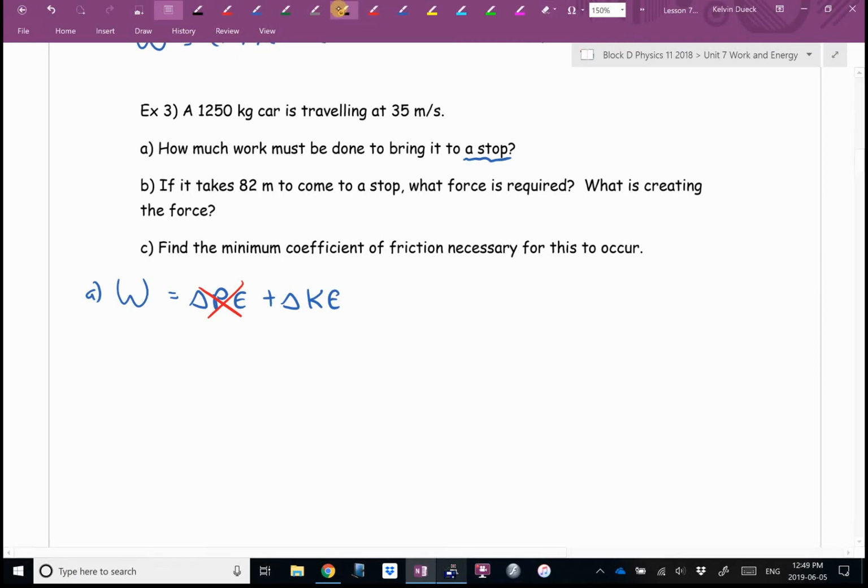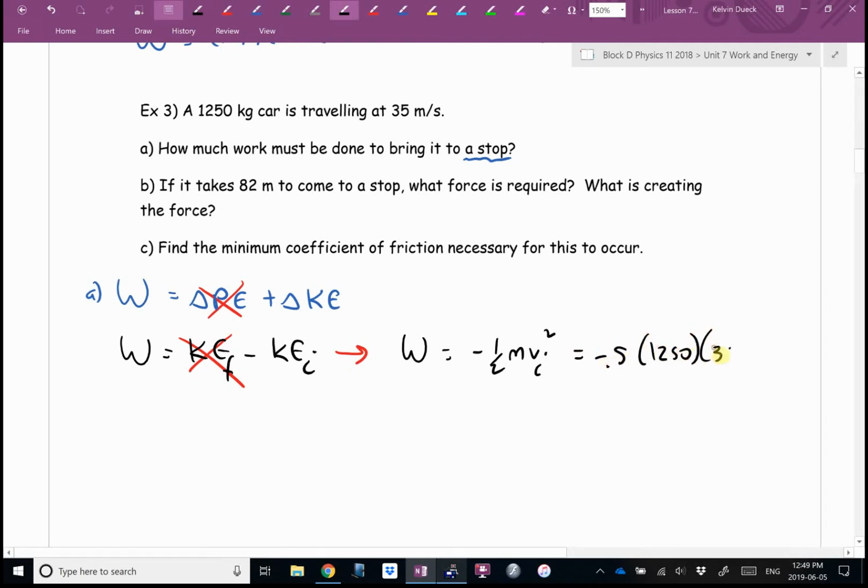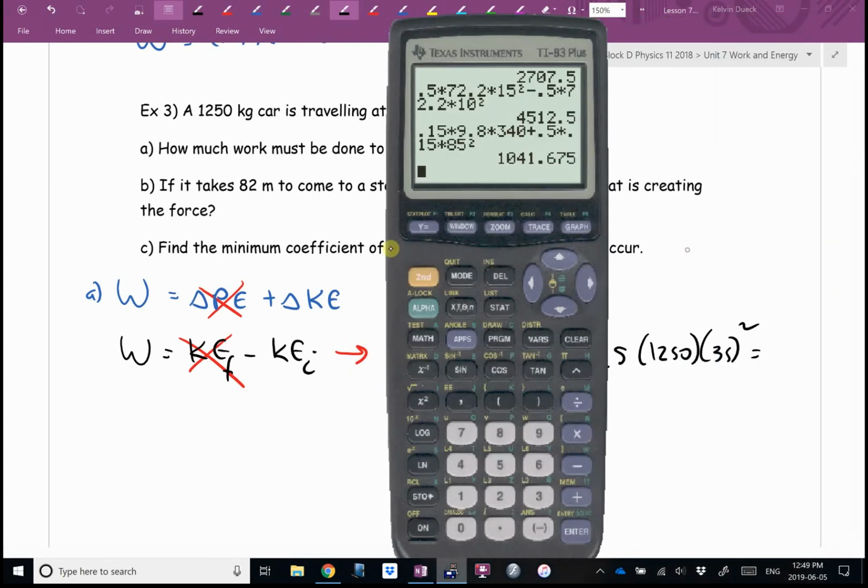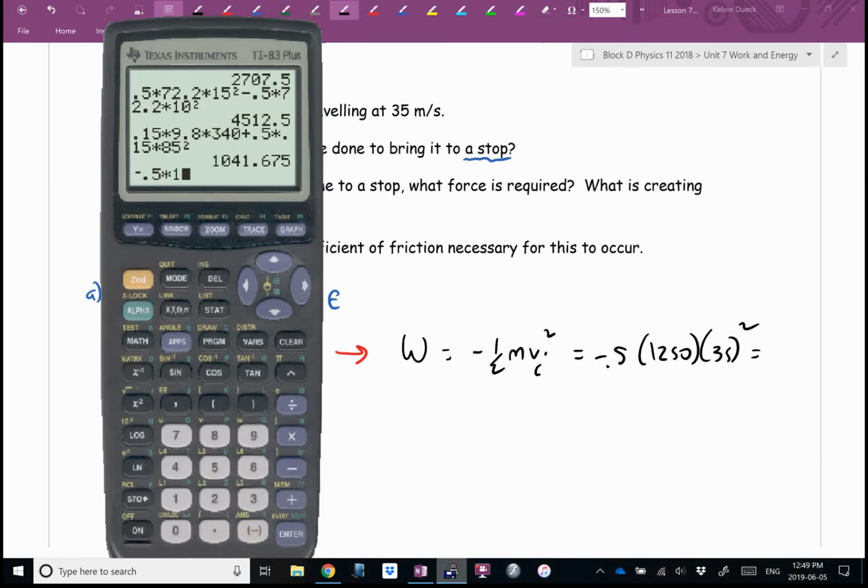Okay, so the change in kinetic is going to be KE final minus KE initial. This one's a little strange. The final kinetic is 0 because you told me it comes to a stop. Yes? So I'm going to get this. Work ends up being negative a half m v initial squared. It ends up being negative 0.5, 1250, 35 squared. Negative 0.5 times 1250 times 35 squared.